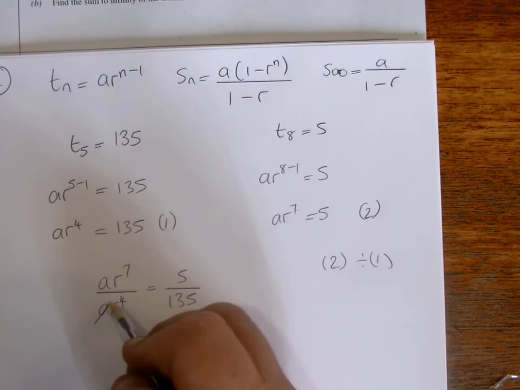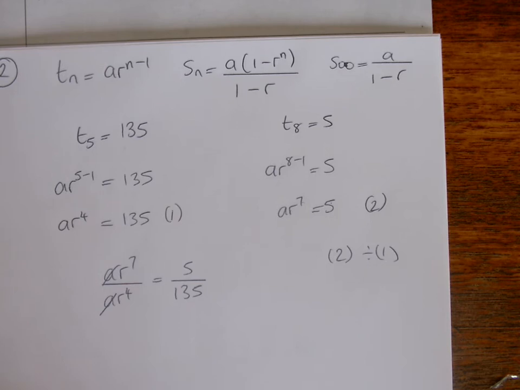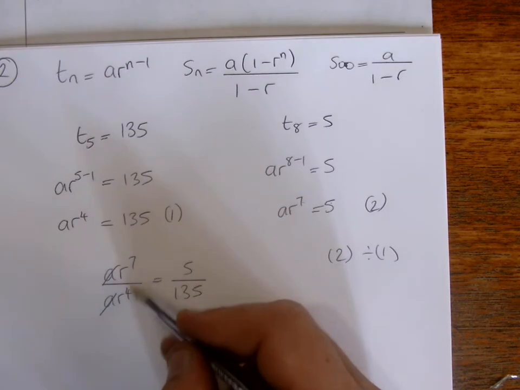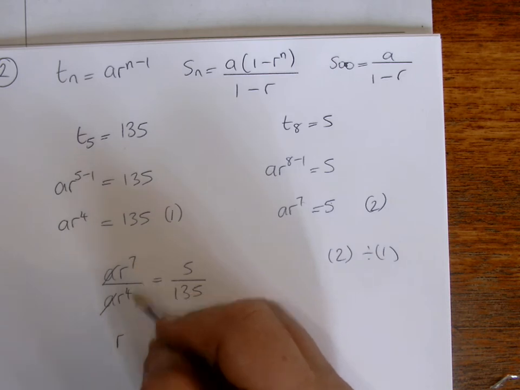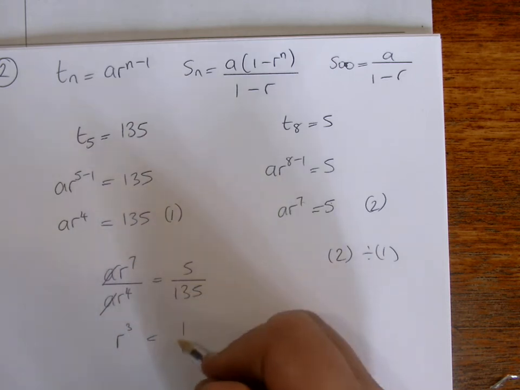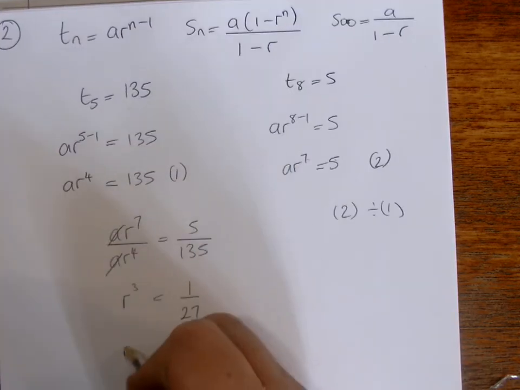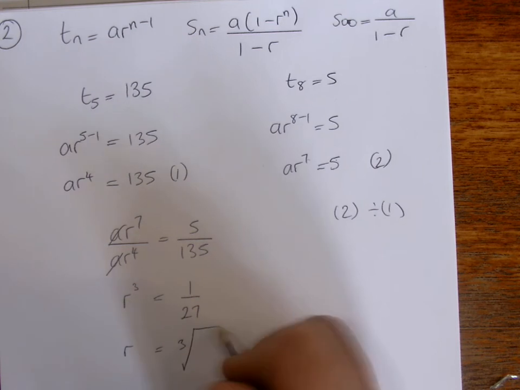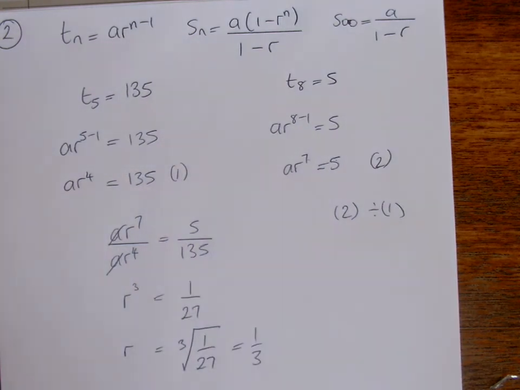And what happens then is the a's will cancel. a divided by a is 1. And of course you can use rules of indices here to work out r. So with the powers, take away the powers, so 7 take away 4 is 3. This side then simplifies to be 1 over 27, and then of course you cube root to get r, and you get one solution out to be 1/3, which is what they wanted.